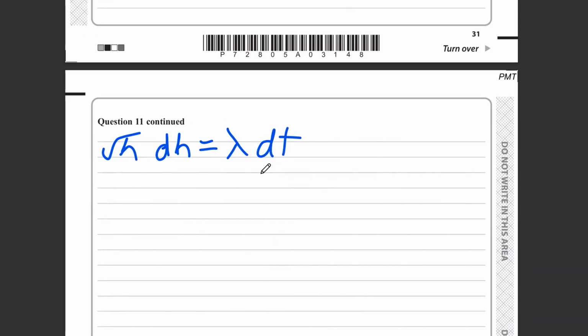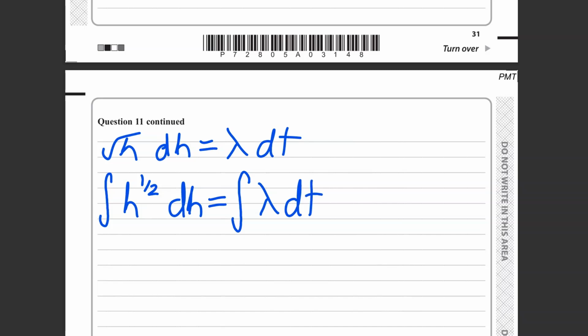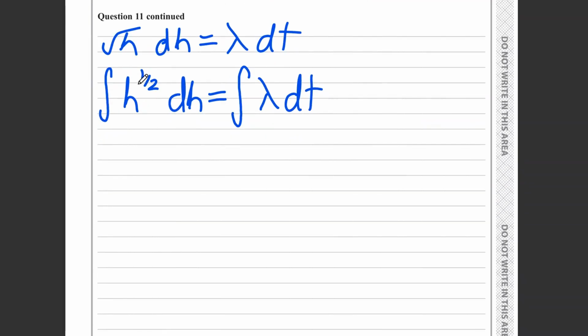Okay, so now we need to integrate this. So on this side it's going to be the integral. Now this root h, I'm going to write as h to the power of a half because this is easier to integrate, and then dh, and this is equal to the integral of lambda dt. If we integrate h to the power of a half, this is just year 1 differentiation, so this power is going to go up to 3 over 2, and then we divide by it, so it's going to be 2 over 3 h to the power of 3 over 2. And this is equal to, so lambda is just a constant, so if we integrate it in terms of t, it's going to be lambda t, and then remember the plus c on the end.